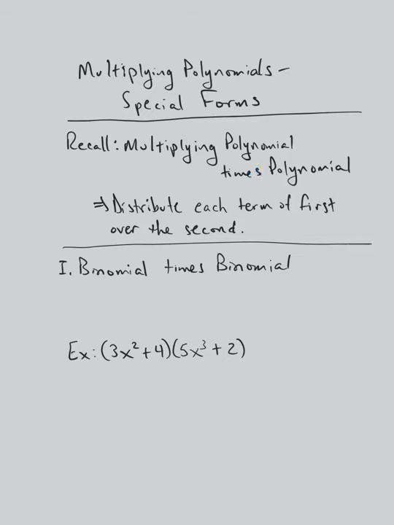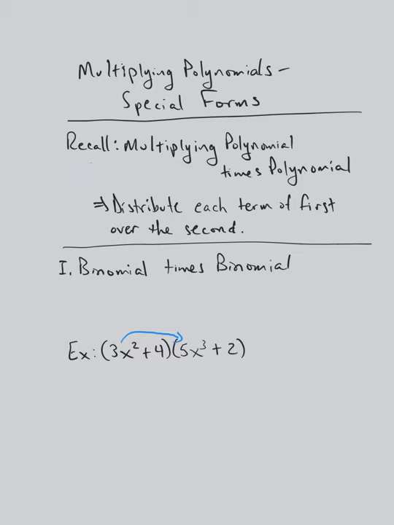Remember what this general idea is: anytime you're multiplying two polynomials together, you distribute each term of the first over the second. To preview it, this is where the idea of what's called the FOIL method comes from, but I'm just not the biggest fan of using that phrase, and I'll show you in a minute. But anyway, just remember this basic concept that I just mentioned.